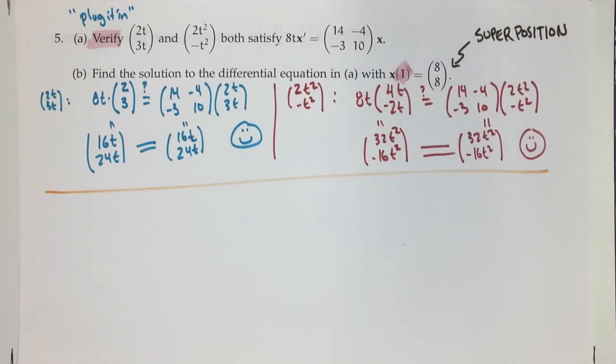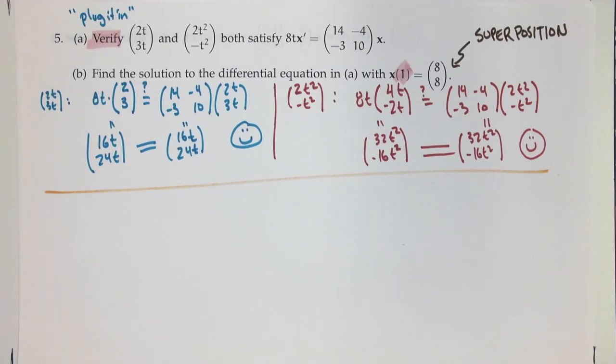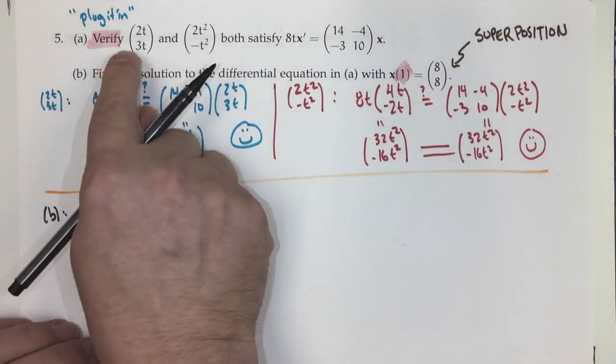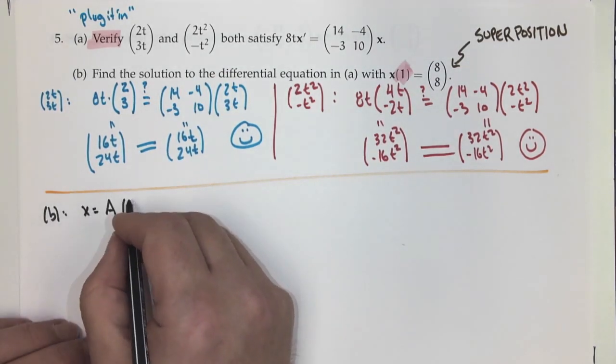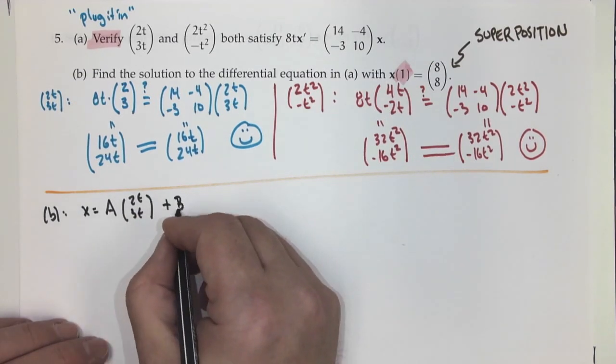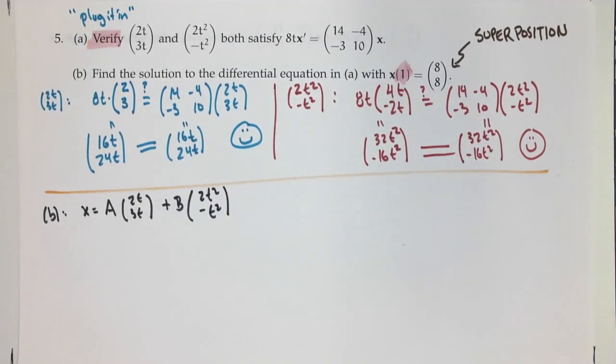Now, oftentimes we don't explicitly spell out what we're testing you on, but we have two solutions. Neither solution, when you plug in 1, gives you (8, 8). So the question is, do you start from scratch? And the answer is no, because we know that this is a linear differential equation, and linear says you can combine solutions. And so we say, aha, we have two solutions. And so all solutions look like some constant a times (2t, 3t), plus some constant b times (2t squared, minus t squared). And that's the principle of superposition.